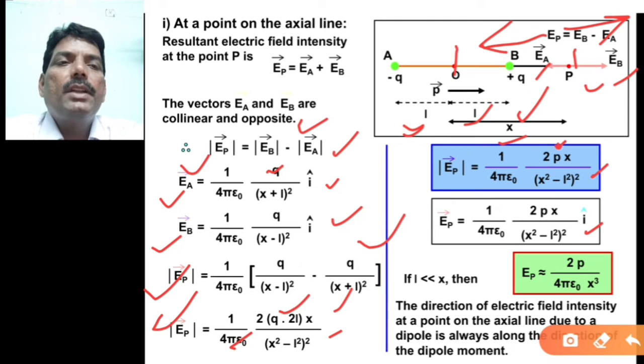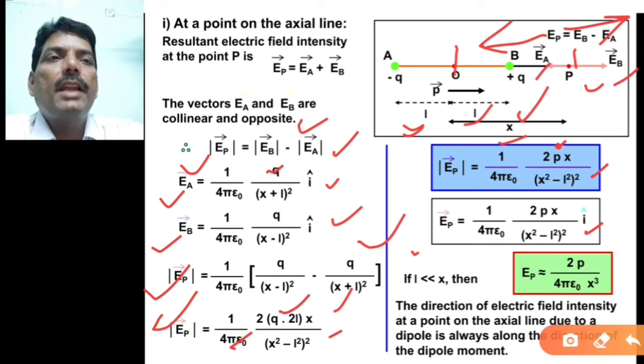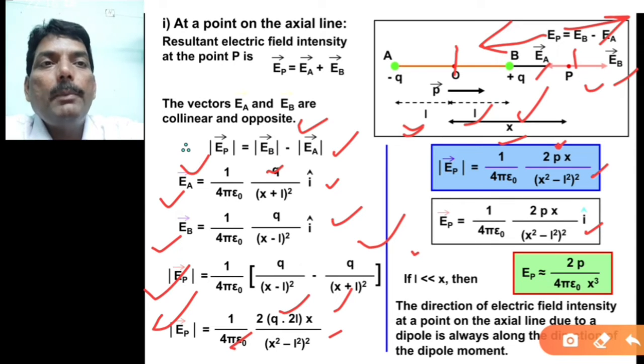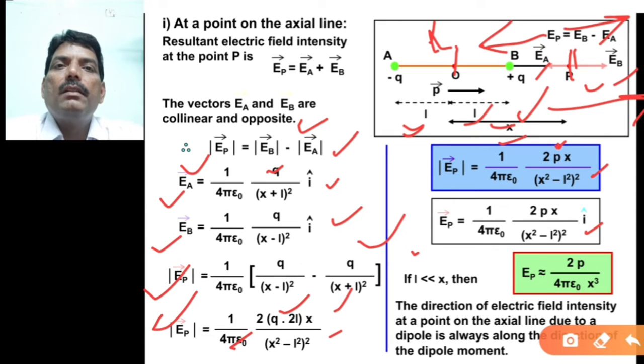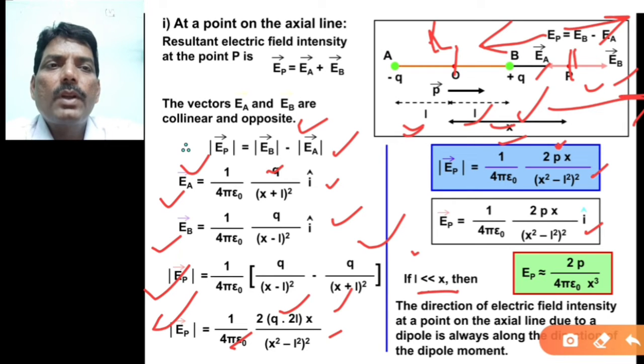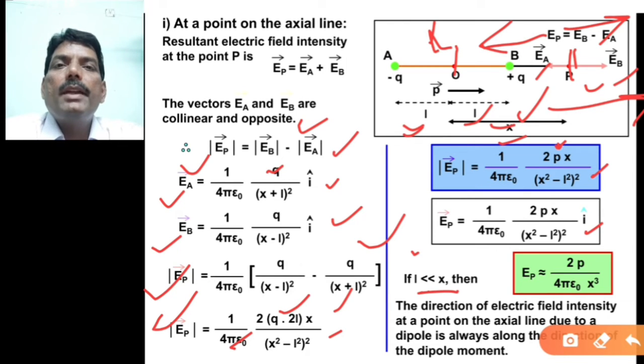Now see here, I am applying the condition. Now L, that is the length of the dipole, is very much less than x. That means the dipole length is very small compared to the distance of the test charge on the axial line. If x is very large as compared to L, you can neglect L here, because L is very much smaller than x. So ultimately you will get the magnitude of the electric field at point P, which is far away from the dipole, given by EP is equal to 2p upon 4 pi epsilon naught x cube.